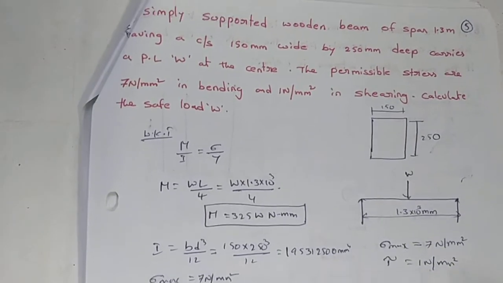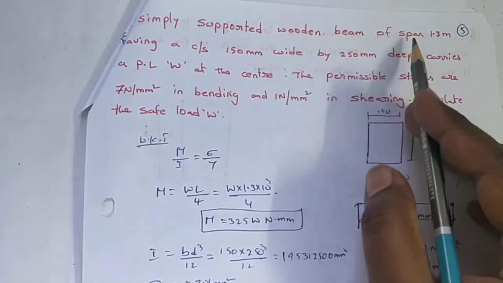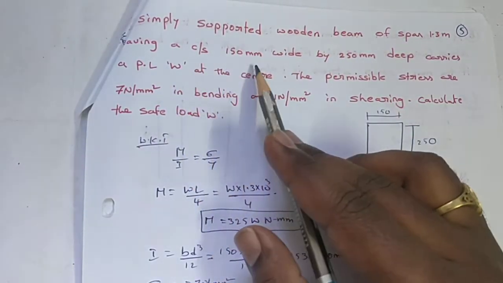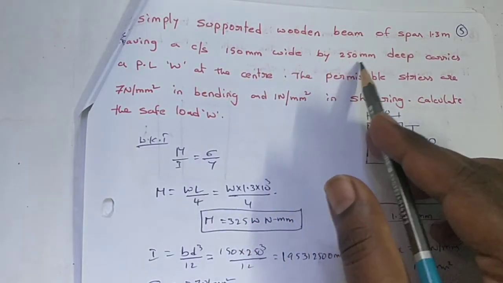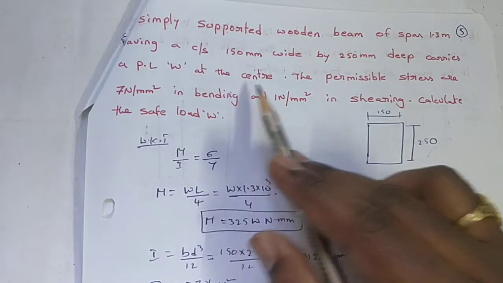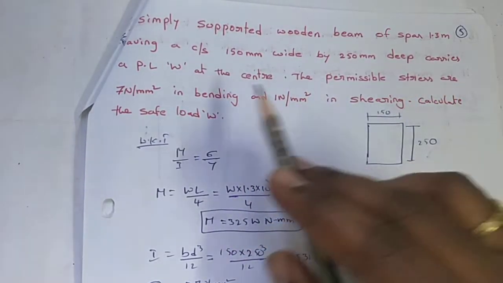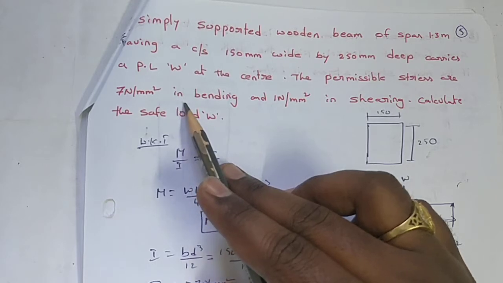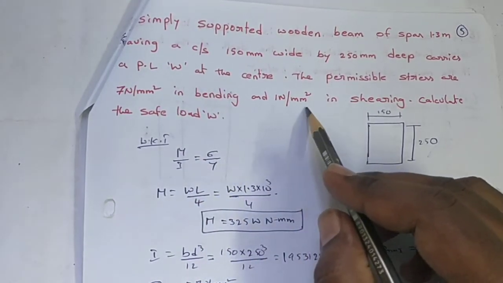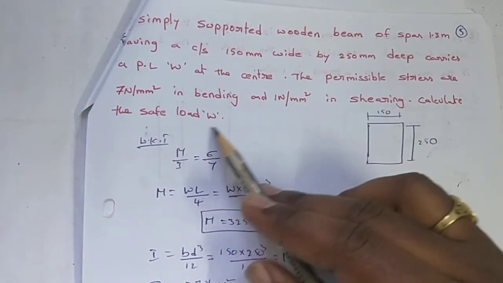Coming to the next problem. Here the problem is given: a simply supported wooden beam of span 1.3 meters, having a cross section 150 mm wide and 250 mm deep, carries a point load W at the center. The permissible stresses are 7 Newton per millimeter square in bending and 1 Newton per millimeter square in shearing. We need to calculate the safe load W.